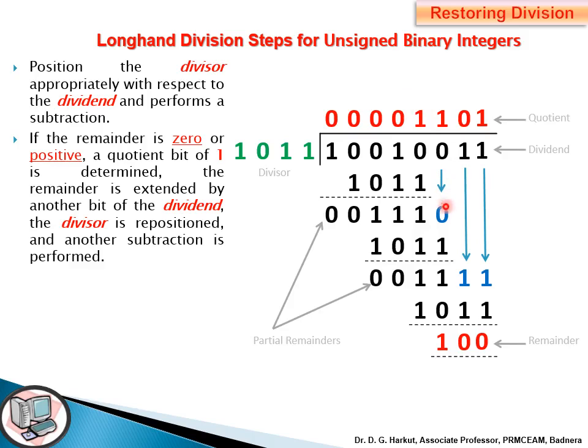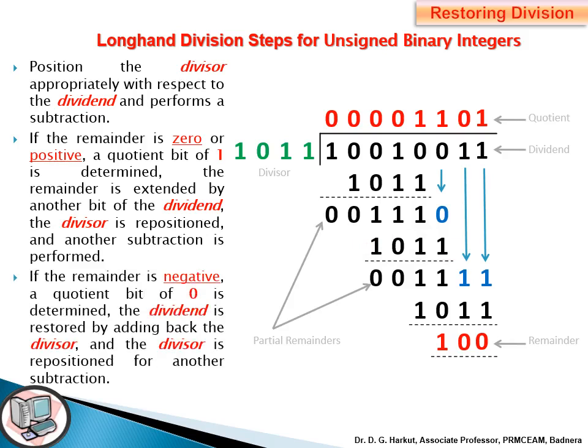Remainder is extended by another bit of the dividend. Divisor is repositioned and another subtraction is performed. If remainder comes out to be negative, the quotient bit of 0 is determined. The dividend is restored by adding back the divisor and the divisor is repositioned for another subtraction. We need to repeat these steps till the remainder is no longer divisible by divisor.